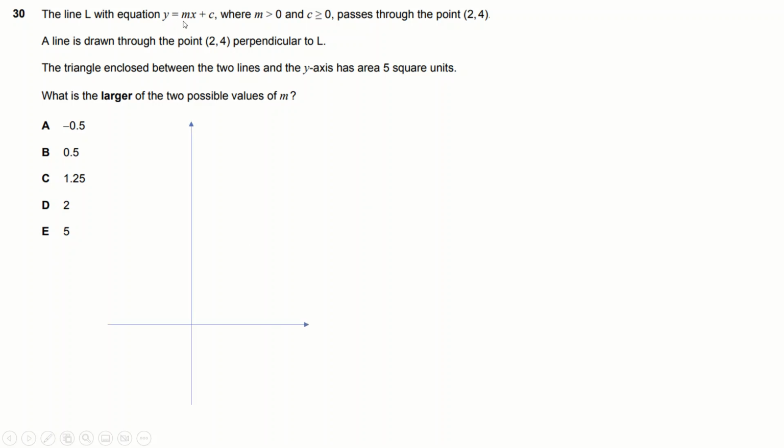Got a line here, mx plus c, that goes through 2, 4. So I'm just going to sketch everything that they tell me about. C is greater or equal to 0, m is greater than 0, so this looks a bit like this. This is the point 2, 4.